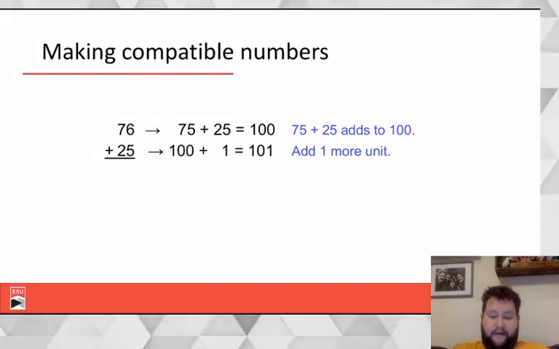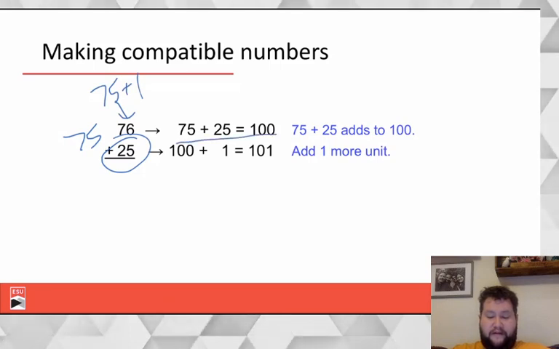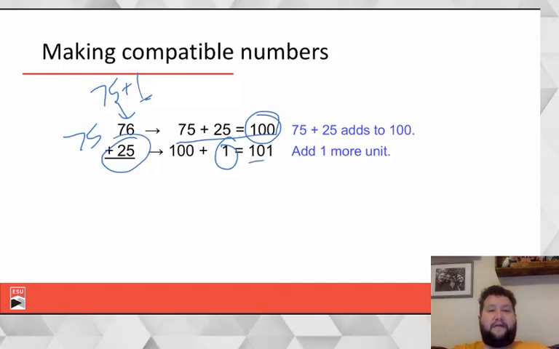You're like, well, I know that 25 and 75 give me 100, and so 76 is just 75 plus 1. And so you're like, well, that gives me 100, but then we took that 1 unit away here, and so we have to add it back on, right? And so breaking it up that way.